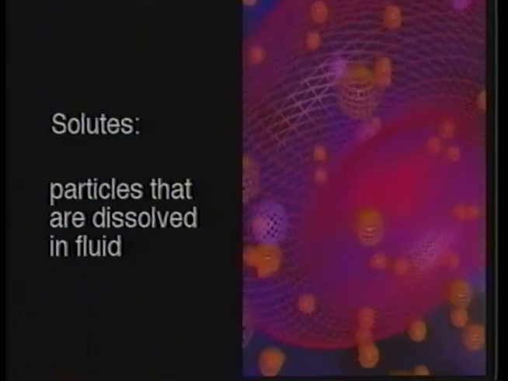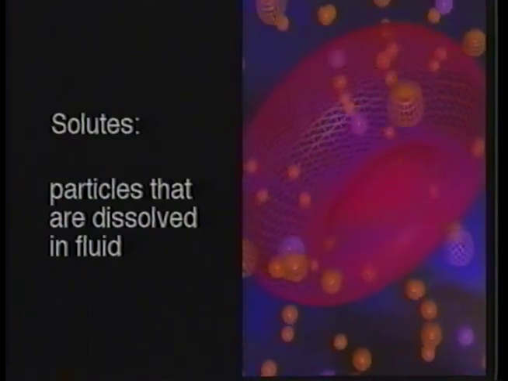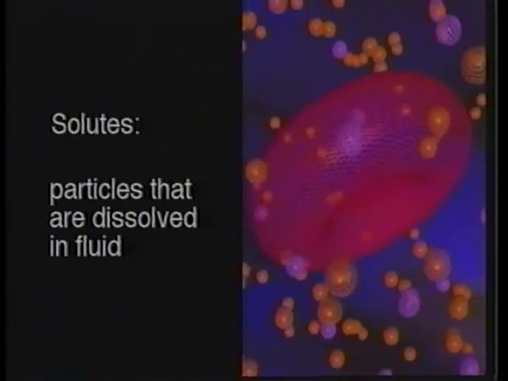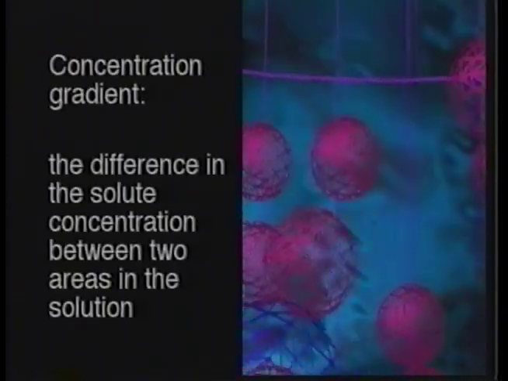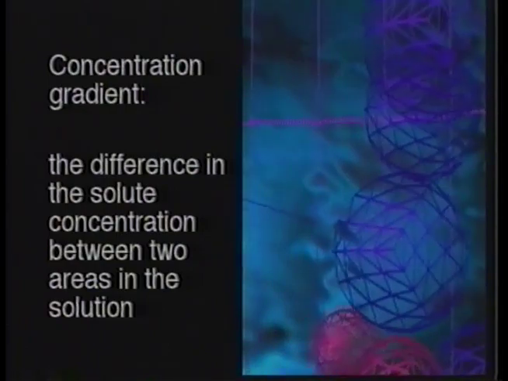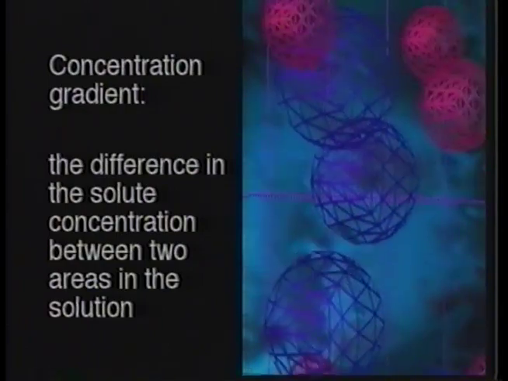Solutes are particles that are dissolved in fluid. If the particles are not distributed evenly throughout the solution, the difference in the solute concentration between two areas in the solution is called the concentration gradient. The random movement of particles by diffusion in a solution always causes them to move from an area of higher concentration to one of lower concentration, or down their concentration gradient.